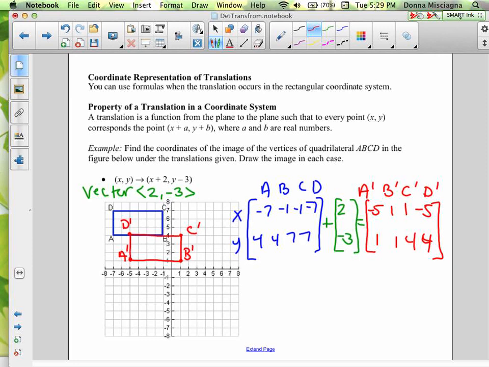And every point went the exact same direction. It went 2 in the positive direction horizontally, and 3 in the negative direction vertically. In other words, 2 to the right and 3 down.